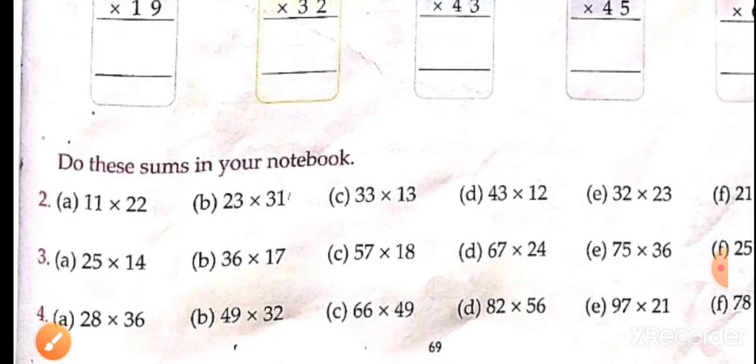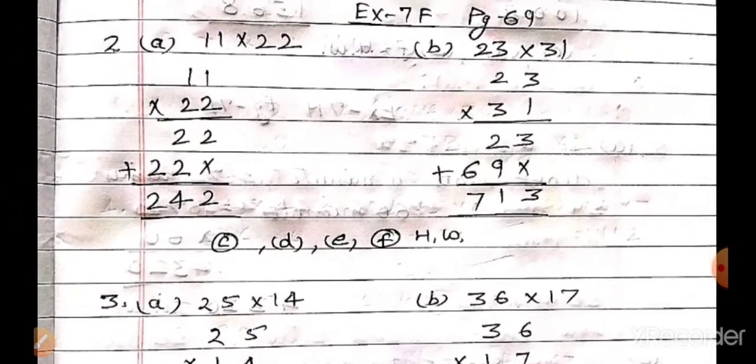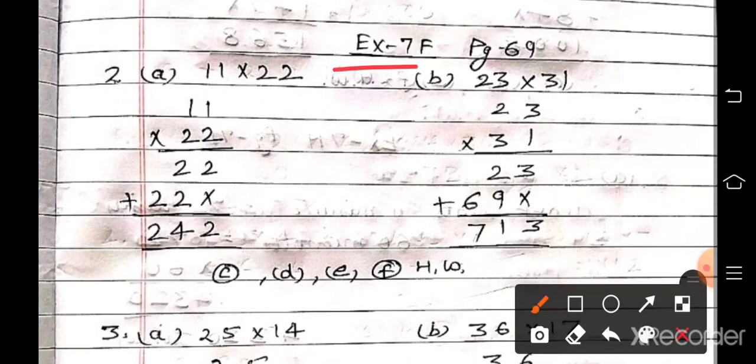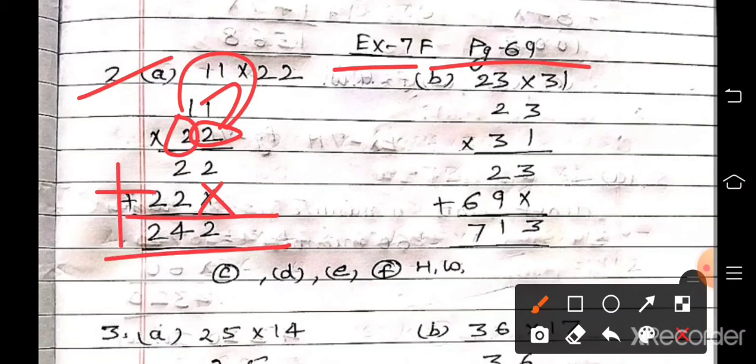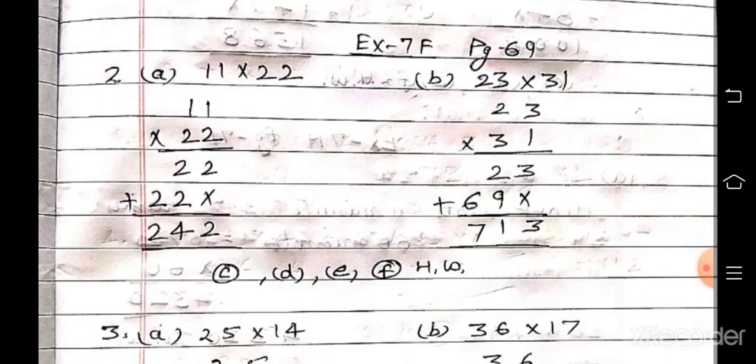Now question number 2, do these sums in your notebook. So take out your notebook, write exercise 7F, page number 69. Question number 2, 11 multiply 22. So first multiply 2. 2 1s are 2. Put a cross at ones place. Again multiply this 2. 2 1s are 2. Now add 2. 2 plus 2, 4 and 2 as it is. 242 is the answer.